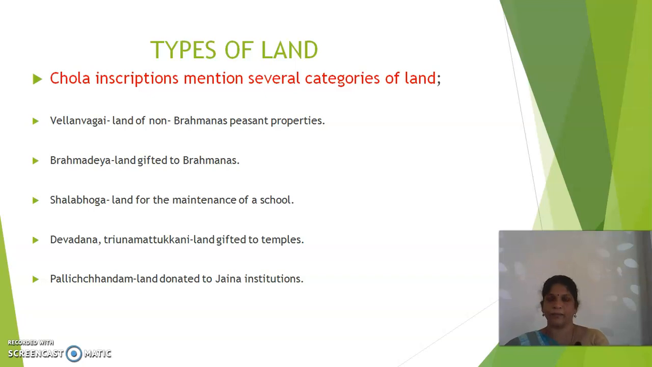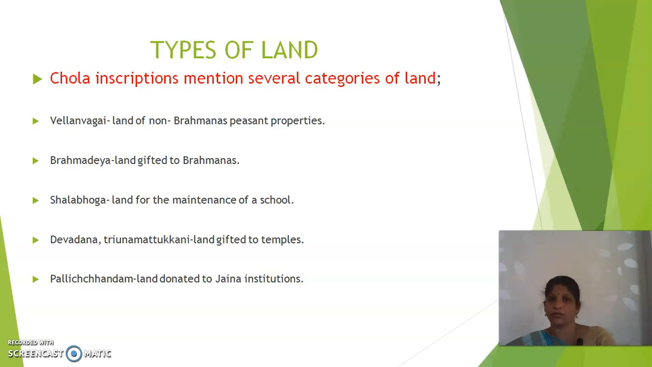That land, they called some land names as Velan Vagai, means a land of non-Brahmana peasant proprietors. There were no Brahmins in those areas. So Velalar, we are saying Velar, that means farmers. So here, land of non-Brahmanas. Then Brahmadeya, that means land gifts to the Brahmanas.